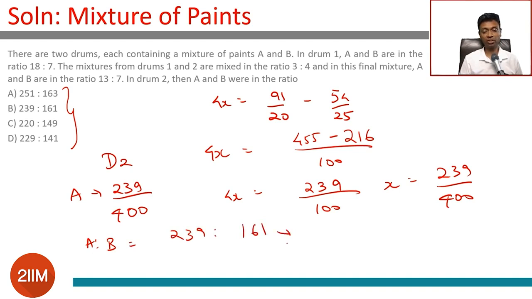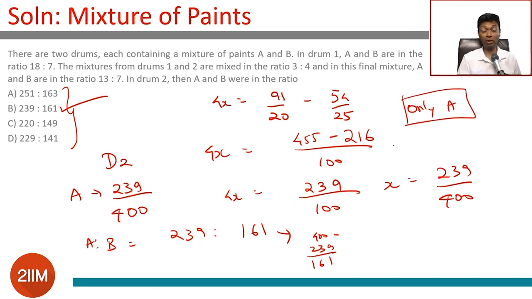239:161. How do we get this 161? This is 400 minus 239. Or the ratio should be 239:161. Thankfully, that is there in our choices. Otherwise, we have to go through this whole process once again. Key thing here, think of everything in terms of only A. A good exercise would be to say, look, I'm going to think of it only in terms of B and then solve it. Try that. You will definitely get the same answer. But think of these in terms of only A or only B, not the ratio A is to B.